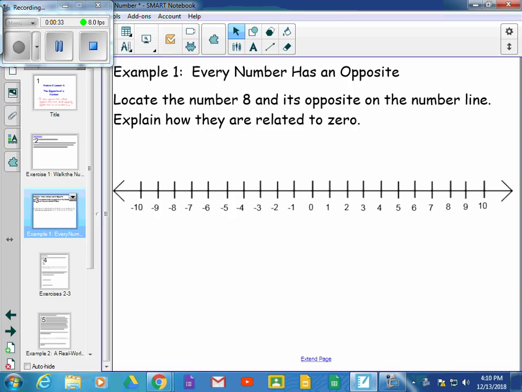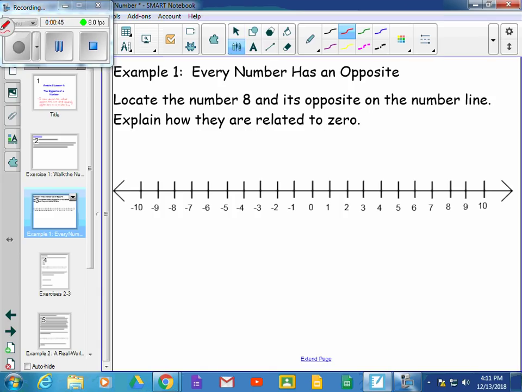It says every number has an opposite. You need to locate the number 8 and its opposite on the number line and explain how they are related to 0. So the first thing I'm going to do is locate the number 8 on the number line. I'm going to put a point right on the number 8. Why did I put it there? Because 8 is 8 units to the right of 0 on a number line.